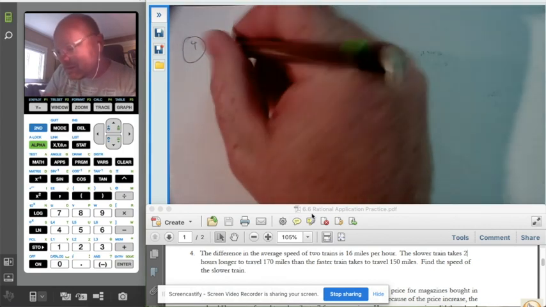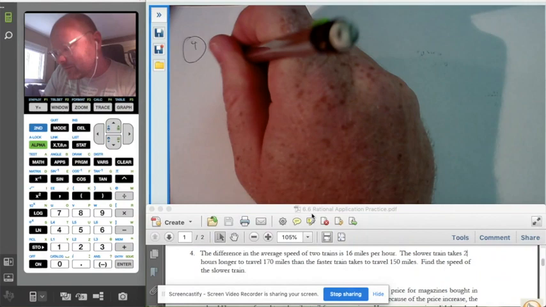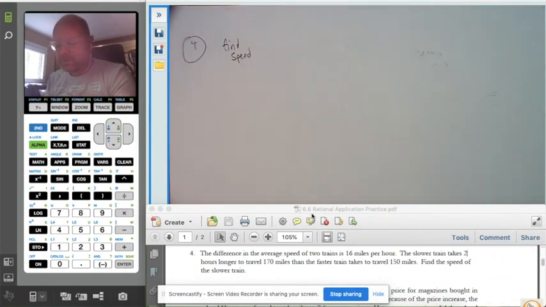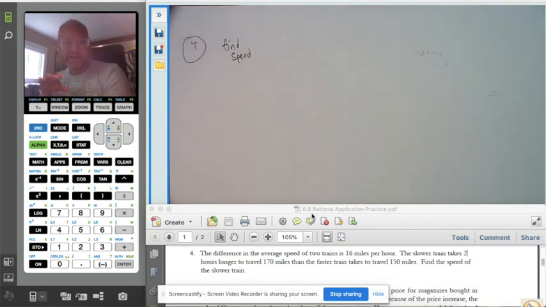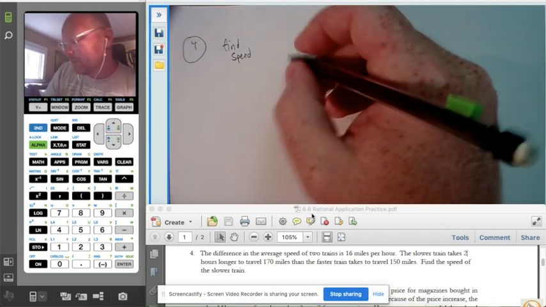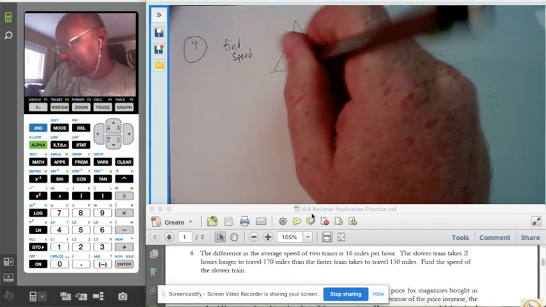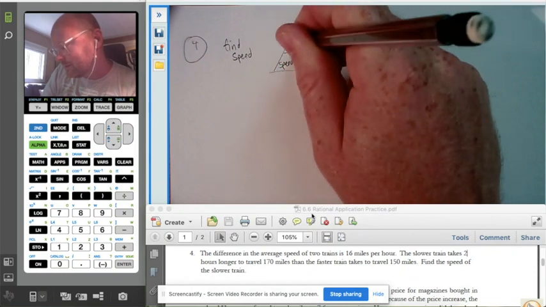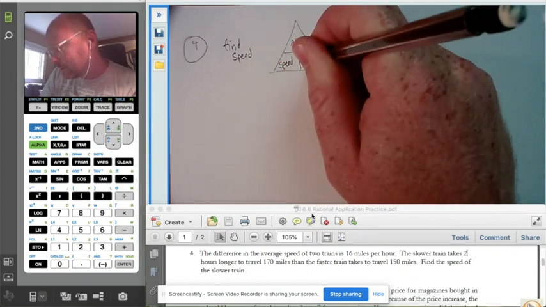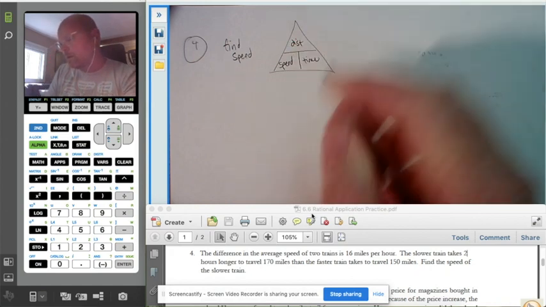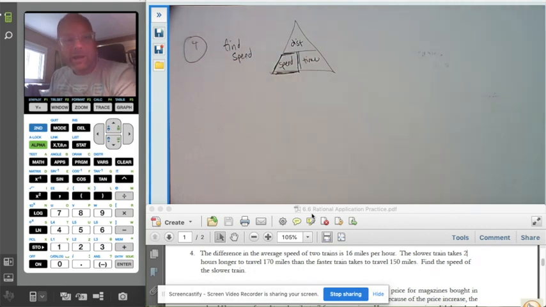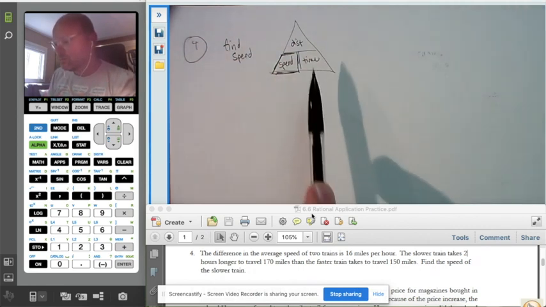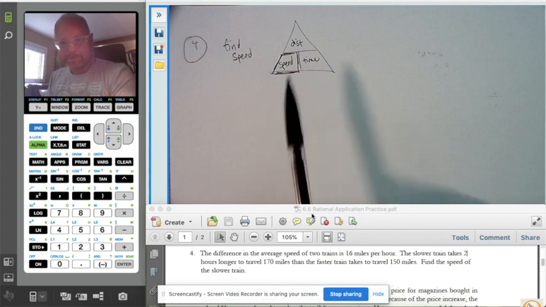Just like in problem number 3, if we're asked to find a speed, speed is going to be in the denominator of these rational expressions. So in our little triangle of speed equaling distance over time, I'm going to be trying to find a speed. Speed is the unknown quantity. So that's giving me a hint that I should make my equation about time.